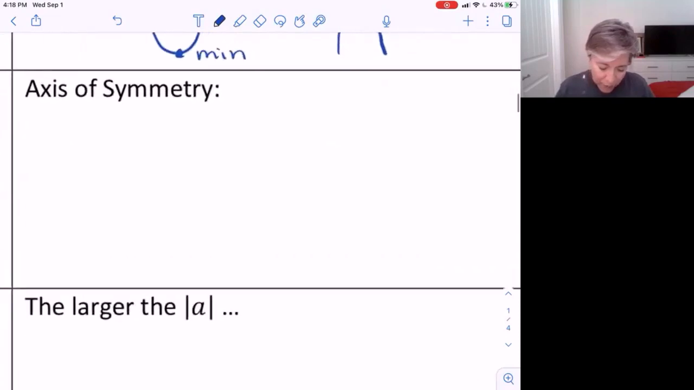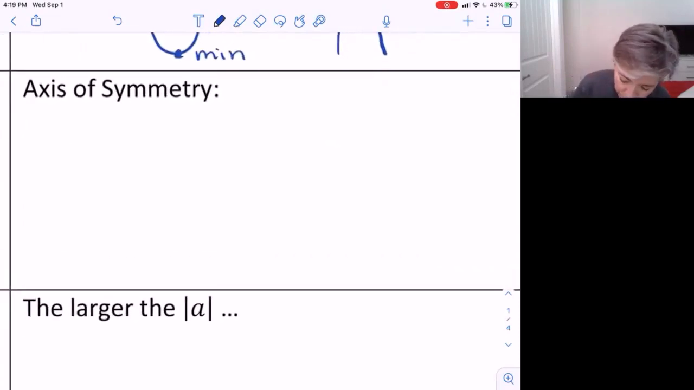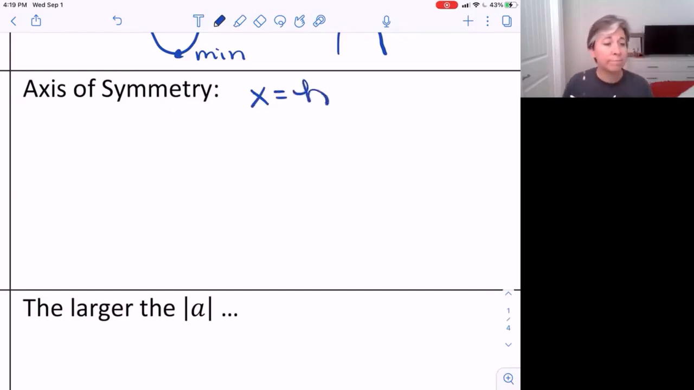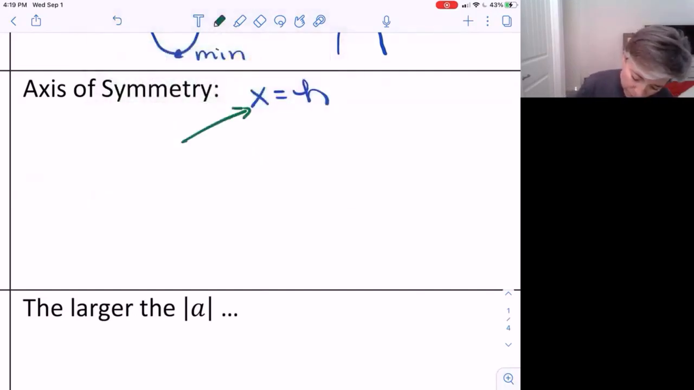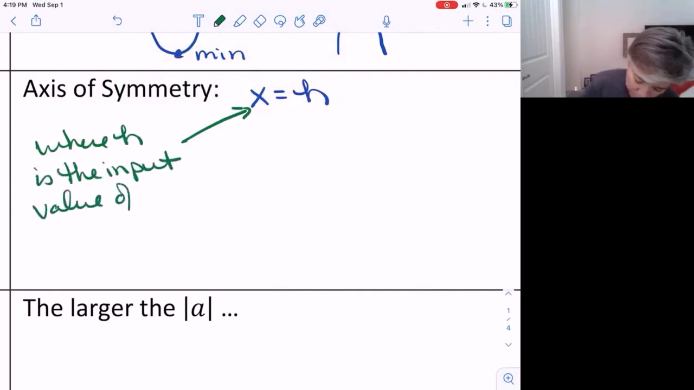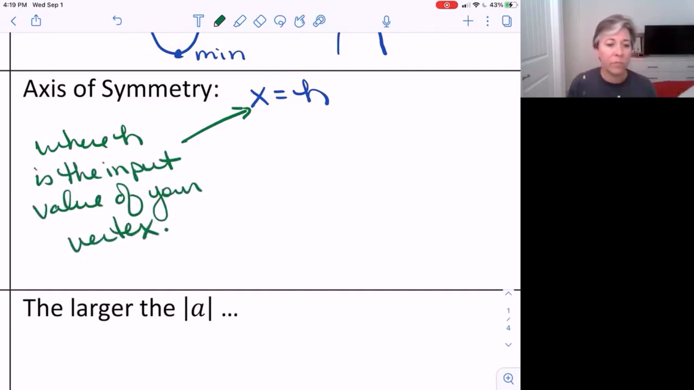So to find your axis of symmetry, you're going to have x equals h. Simple enough, right? You can write yourself a note where h is the input value of your vertex. So once you find your vertex, you can always find the axis of symmetry. Just be sure you have the x equals because it is an imaginary line, so it needs to be the equation of a line.